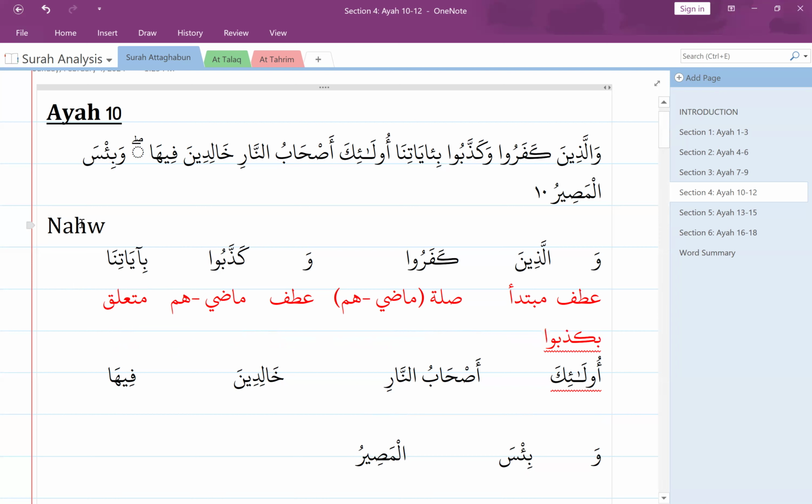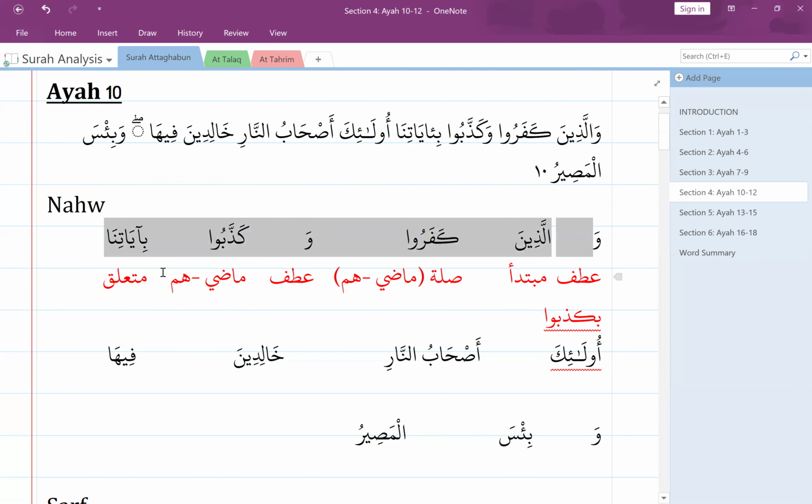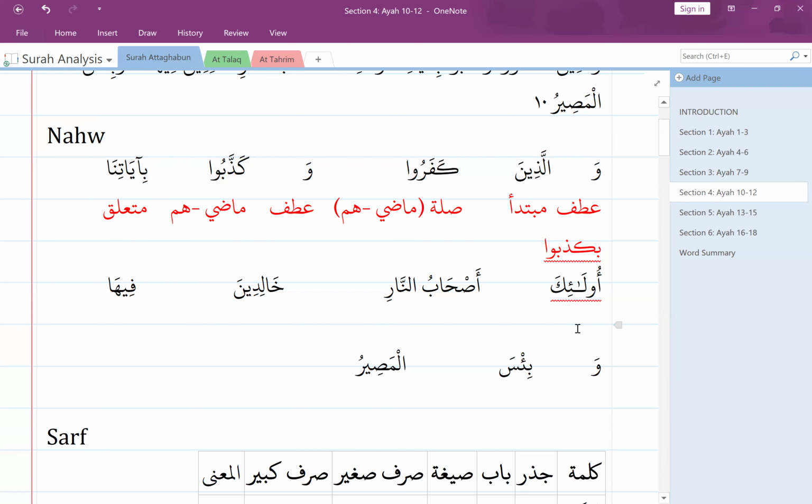It's fine. As you can see, it's pretty straightforward. Al-ladhina is a mubtada, and it is an ism mawsul that comes with a silatul mawsul. The silatul mawsul starts from kafaru and goes all the way to بآياتنا, which means this whole thing is still the mubtada bucket. Then ulaika is the khabar.